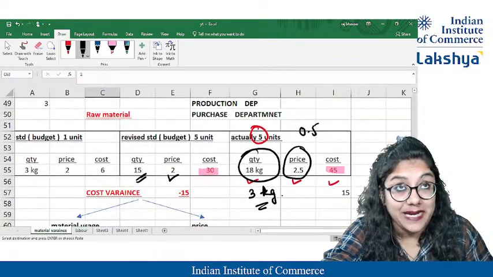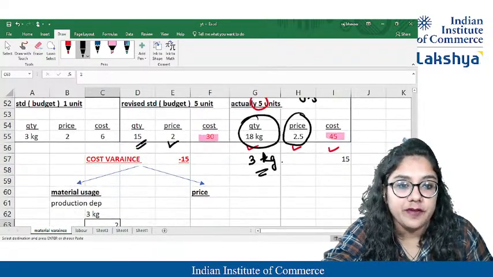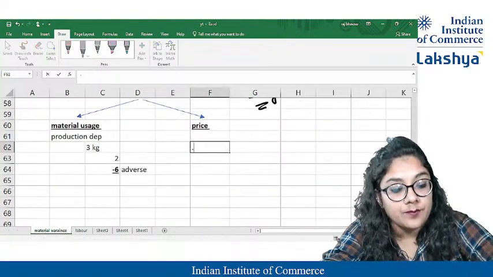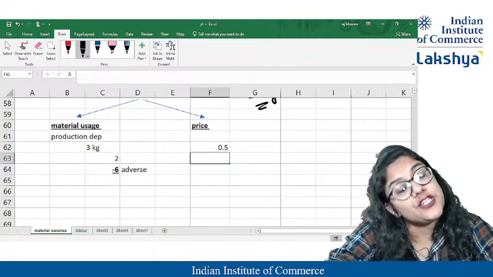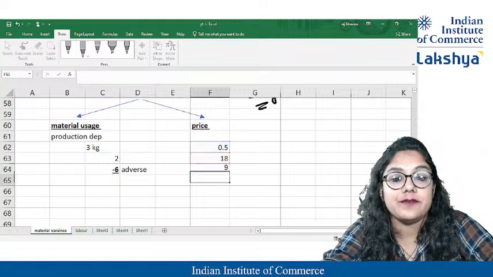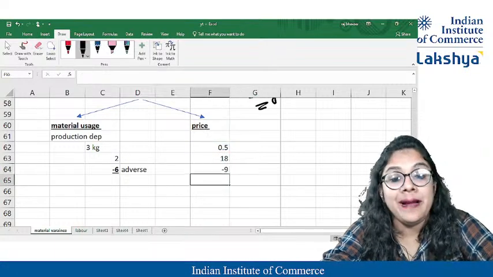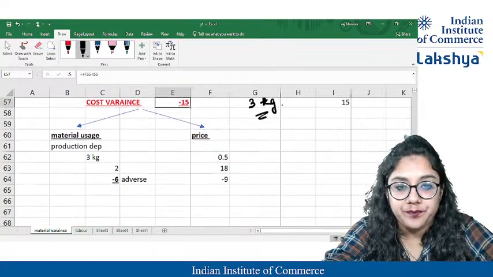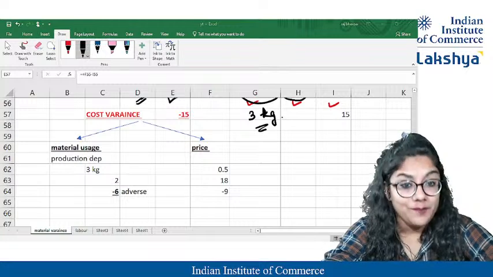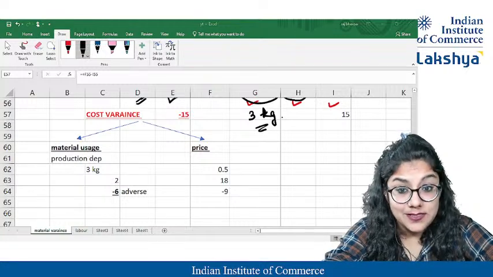But what about the price? Instead of 2, it was 2.5. So 0.5 is extra. How many kgs did you purchase? Actually I purchased 18 kgs, so this is also negative. So minus 9 and minus 6 comes up to be minus 15. So this is known as your cost variances. I hope you guys are getting it, the cost variances.